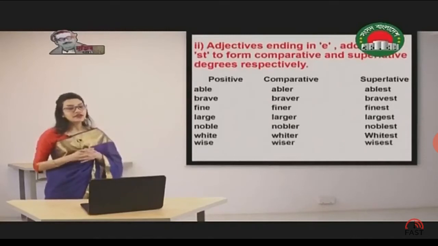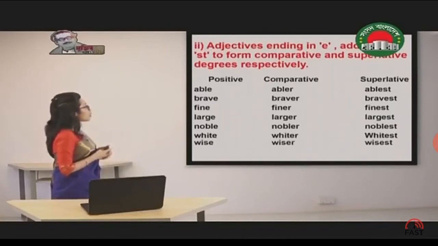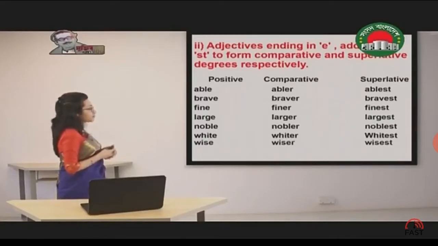Now let's have a look at the second rule. Adjectives ending in E add R and ST to form comparative and superlative degrees respectively.